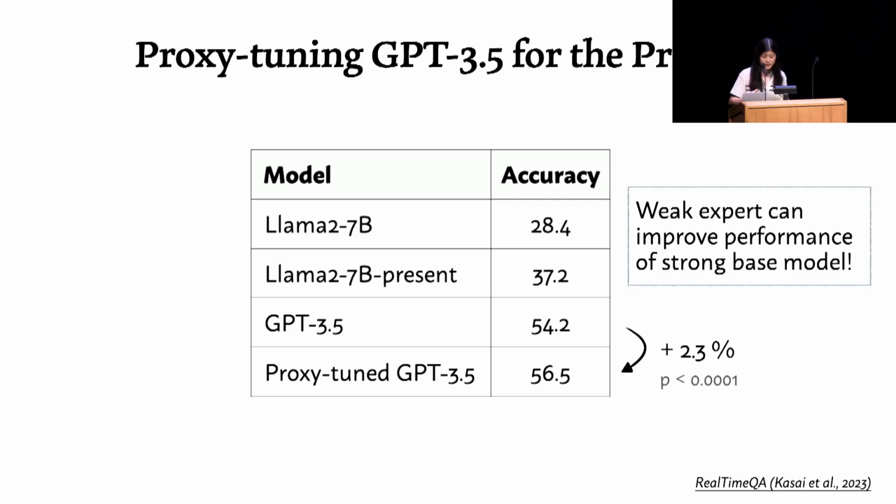Nonetheless, even though in this case both the expert and the anti-expert are much weaker than the base model, the contrast is still a useful signal, and proxy tuning improves accuracy of GPT 3.5 by 2.3%. So from this, we took away that even a weak expert, given the right contrast, can improve the performance of a strong base model.